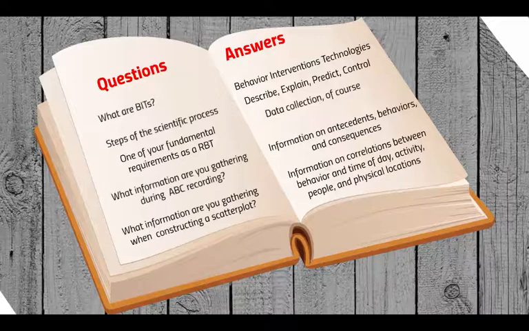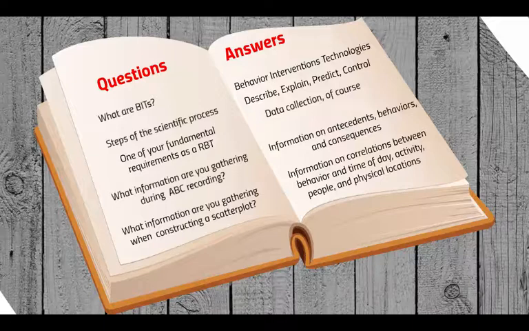With respect to the steps of the scientific process, well, we first describe things, then we explain, then we predict and we control. What do we mean by control? Not for any malevolent reason, but for a benevolent reason. We're doing that to enhance a person's quality of life. So we're doing it for their benefit. We're not doing it for our benefit or for the benefit of any other person other than the individual that we're supporting. One of your fundamental requirements as a registered behavior technician, data collection.